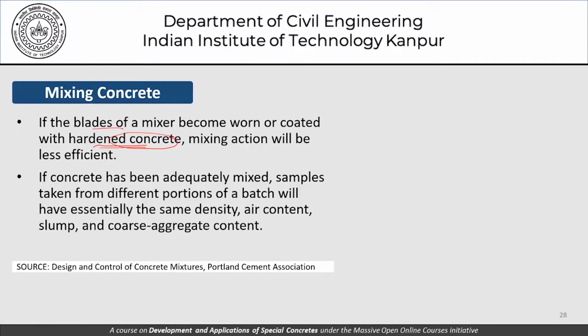If the concrete has been adequately mixed, samples taken from different portions of a batch will have essentially the same density, air content, slump, and coarse aggregate content. So this is again the essence of a properly mixed concrete, that it should have the same density, air content, slump, and coarse aggregate content in the different parts of the mixer.